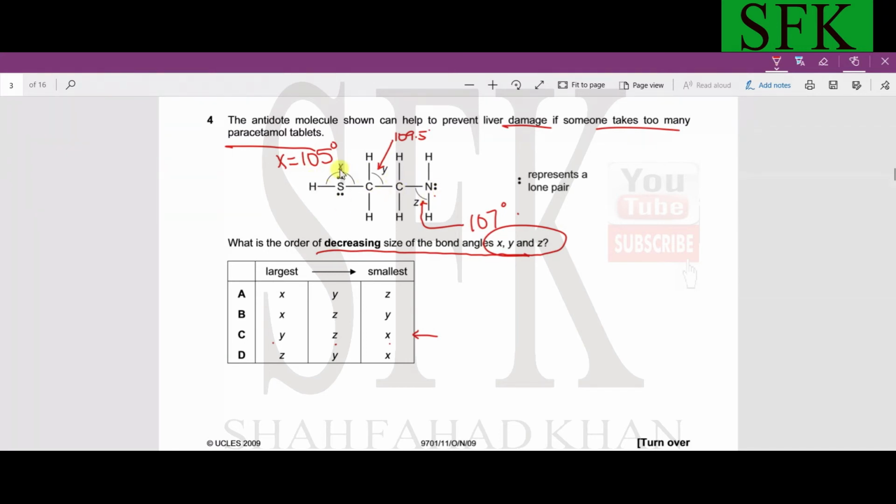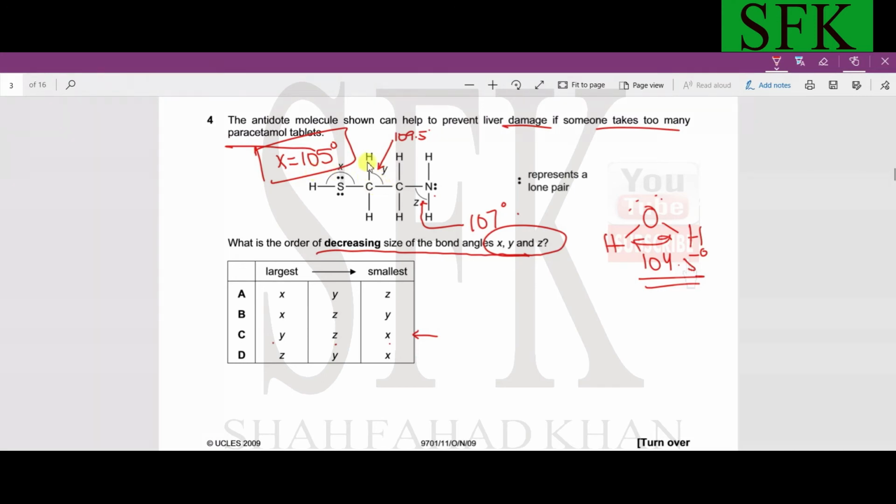If we look at X, we have two lone pairs and two bonded pairs. So this actually resembles the structure of a bent molecule. The structure of it resembles the structure of water. Water also has two lone pairs and two bond pairs, and from theory we know that it is 104.5 or just 105. So X is approximately 105 degrees.